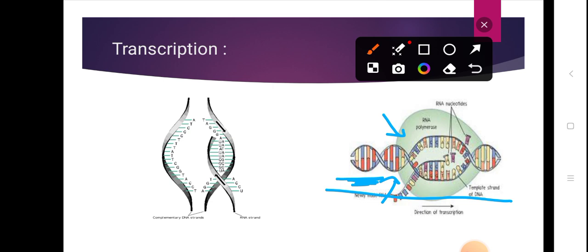And here we have this strand that is called the template strand, and the other one is not used as a template. This strand is used as a template in the formation of what? In the formation of RNA. Okay?